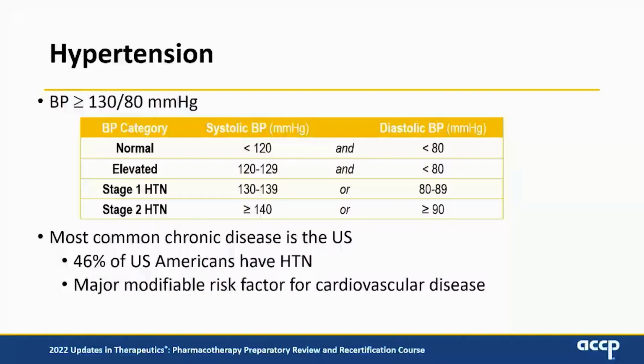So you can see our blood pressure categories listed for you here. Once our patient's diagnosed with hypertension, we need to figure out if they have stage 1 or stage 2 hypertension. So stage 1 is that systolic threshold of 130 or greater, or the diastolic threshold of 80 or greater. Stage 2, you add 10 to both of those numbers. So a systolic blood pressure of at least 140 or a diastolic of at least 90.